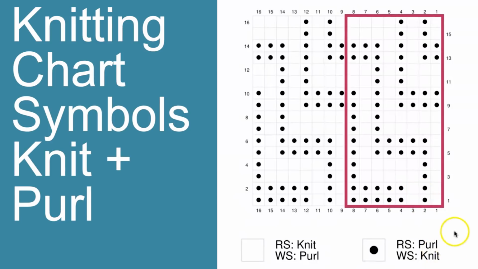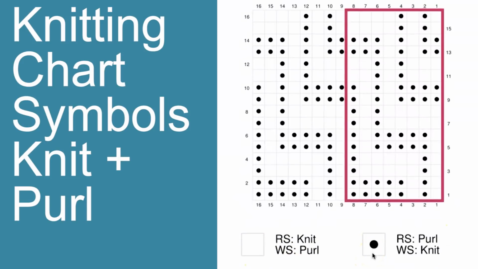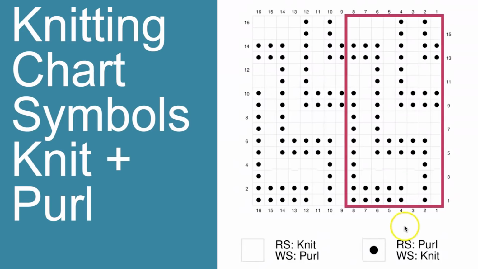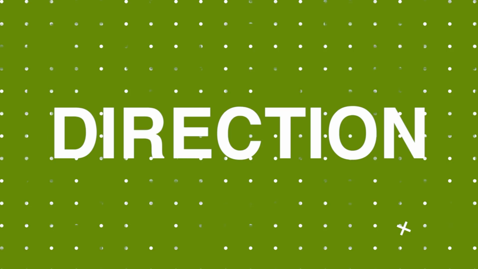So let's look at the legend key. When you see a knitting chart, you'll first want to scan the legend key to make sure that it is a project you want to tackle. Today we're just doing knits and purls. So you'll see two symbols for knit on the right side and the wrong side, as well as purling on the right side and the wrong side.